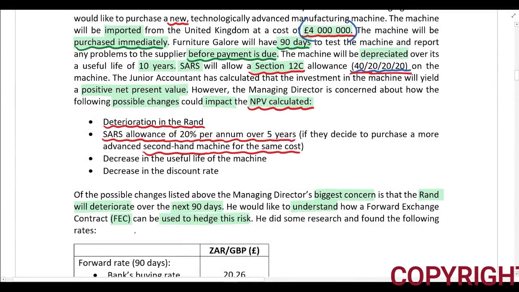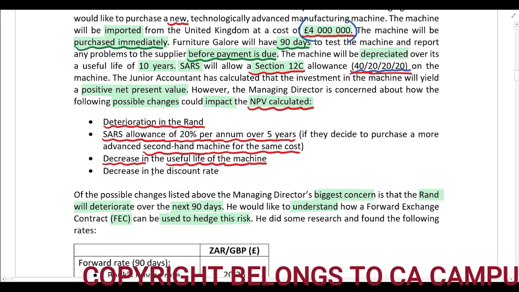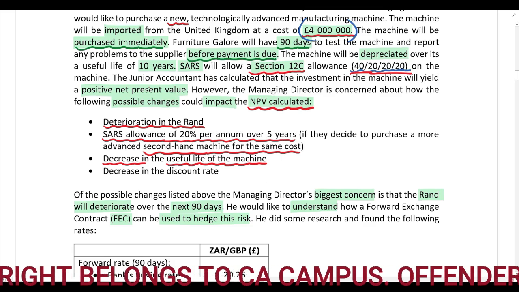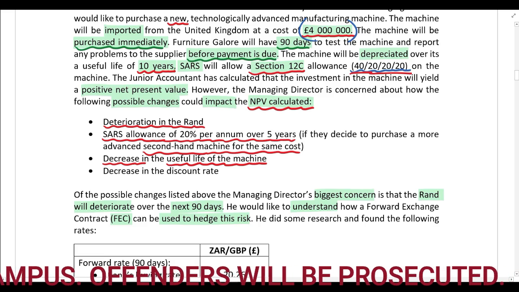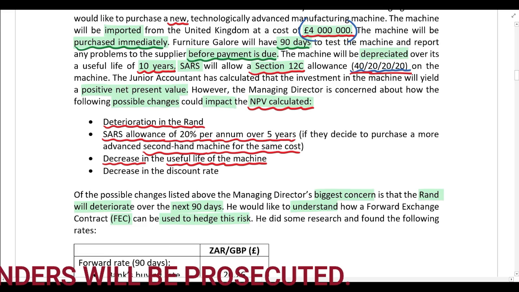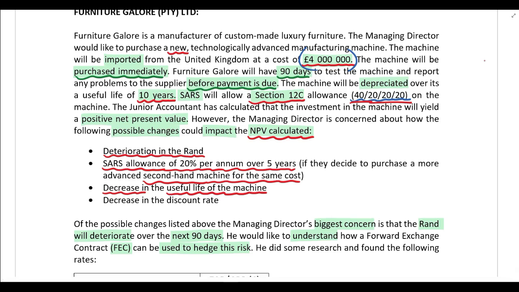Then what will happen to the net present value if the useful life of the machine decreases? So we know that the machine has a useful life of 10 years. So what if that is less? What if it only has a useful life of 8 years? That means that Furniture Galore is going to be able to use the machine for a shorter period of time to manufacture this custom-made luxury furniture, which means they'll be able to sell less furniture. So they'll have less income, which will cause the net present value to decrease.